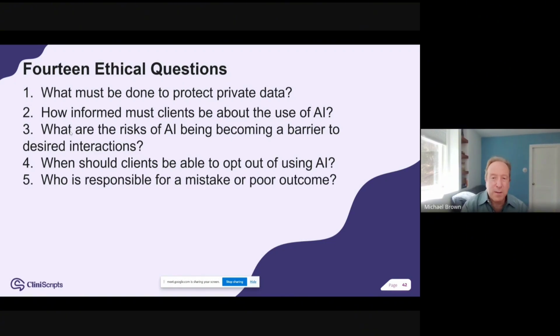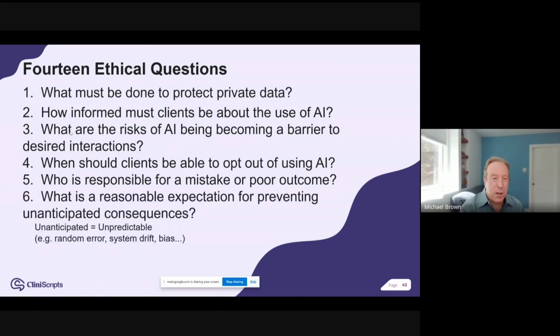Who's responsible for mistakes or poor outcomes? Generally speaking, you hear comments like, go ask your doctor. But if the AI system was designed by someone and it was designed inappropriately, is that system committing malpractice? Or is it the clinician who used that system who made the mistake? And how do we work out those issues?